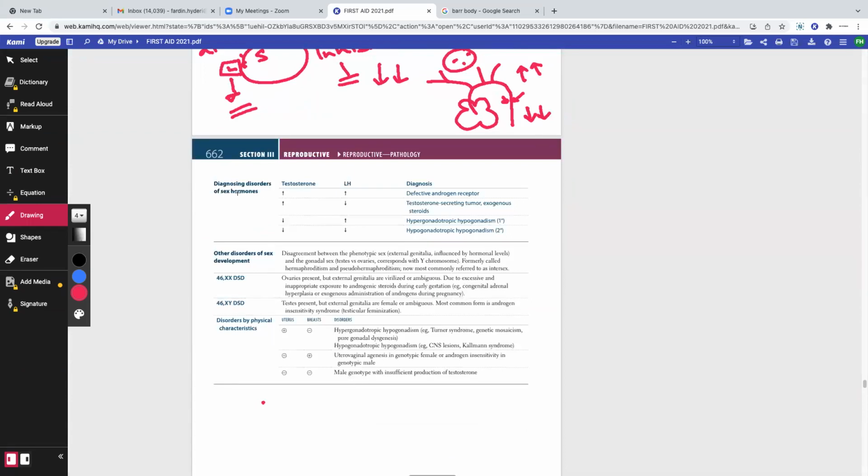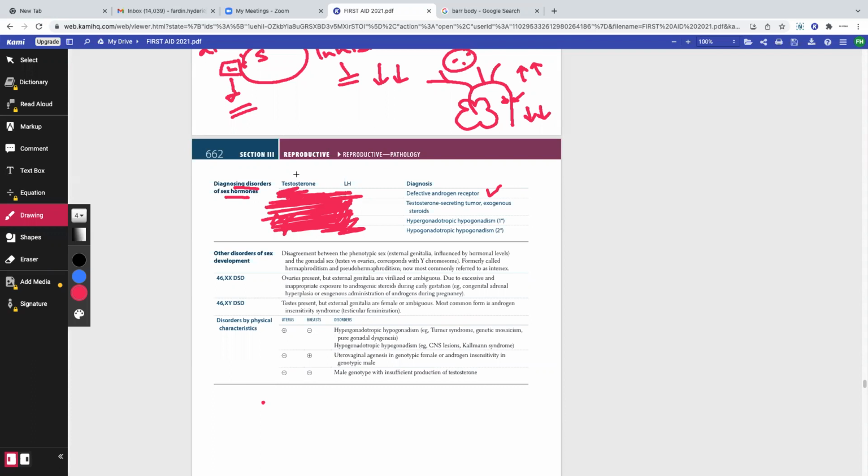Next one is, let's talk about diagnosing disorders of sex hormones. What do we mean? For example, let's read this portion first. If we have a patient who has a defective androgen receptor, what should happen to the testosterone level? Should it be high, yes or no? The answer is yes. Because testosterone is not able to bind to the androgen receptor, but can it be produced from the testicles and the seminiferous tubules?